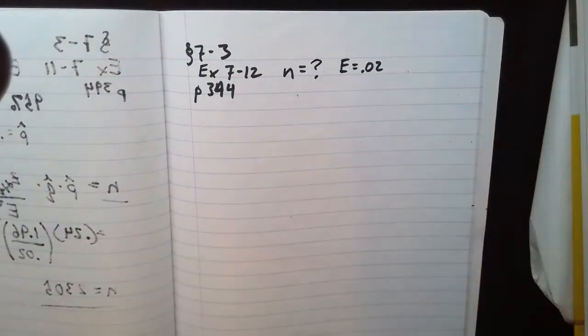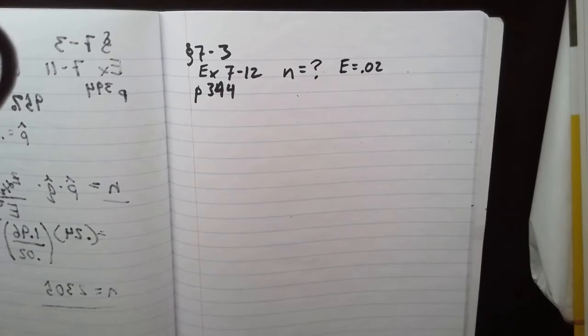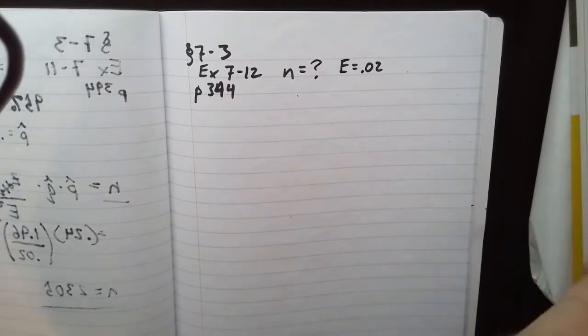All right, so we'll continue with another example. This is the last example from chapter 7, section 3. So here we are just redoing example 7-11. Example 7-12 on home computers says, in example 7-11, assume that no previous study was done. Find the minimum sample size necessary to be accurate within 2% of the true population proportion.